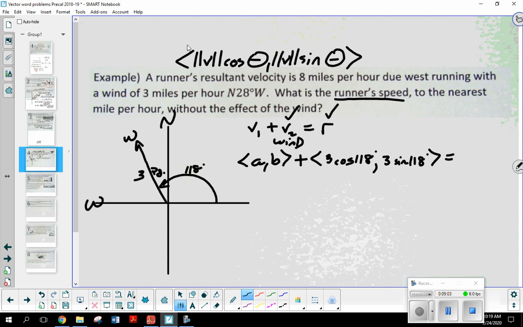Now, we do have the resultant given to me. This is one of those cases where we don't necessarily have to use the formula. We can if we want to, but if it's in a direction that's on an axis, we could just go ahead and write it out. So let's see, it's going 8 miles per hour due west. So can anybody tell me what that component form should be?